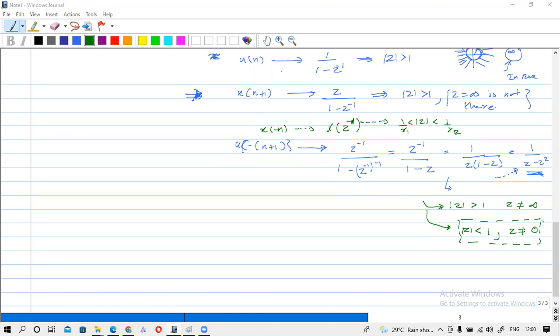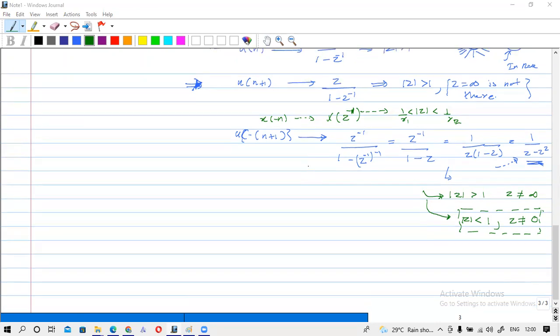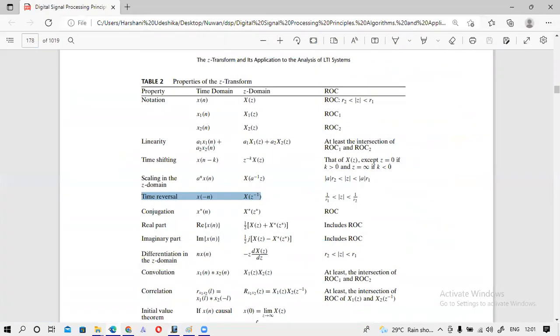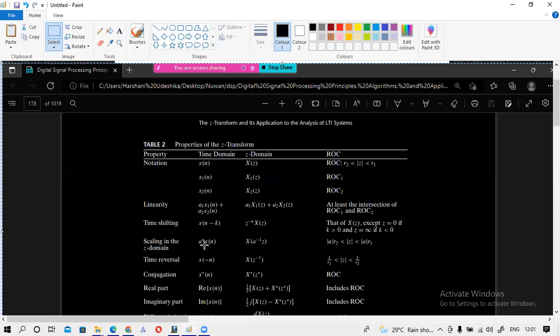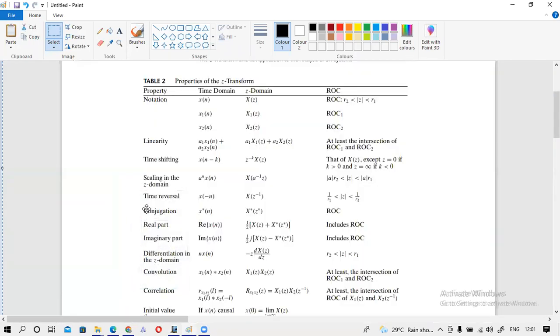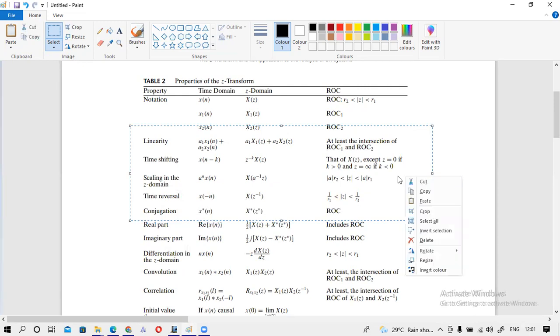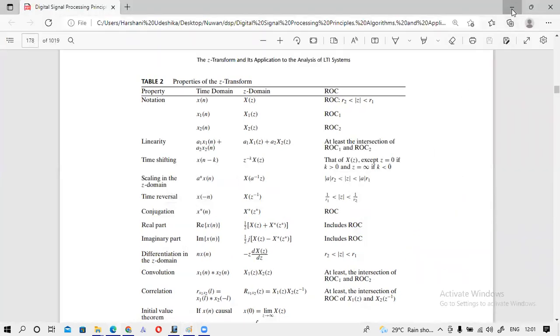Still you didn't get it. Okay, so you can see that. So what is this? So I get this property. So this will be my property, and I will get this over.